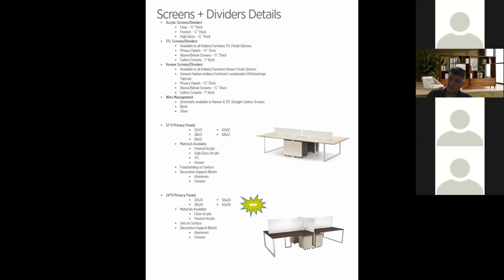And we want to make sure that you guys understand that they're the same as what we have today, what we're doing today with these 12-inch high privacy panels. And the number of blocks that the customer will receive is dependent upon the length of the privacy panel. So for instance, if someone orders a 22-inch wide panel, they're going to get 2 of those blocks, where if someone orders, say, a 62-inch wide, they're going to get 3. So it's going to be dependent upon the length of the panel.